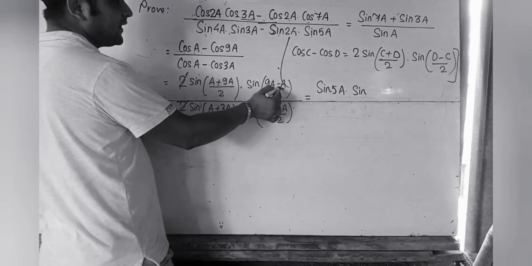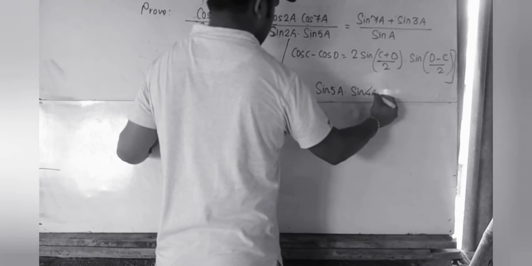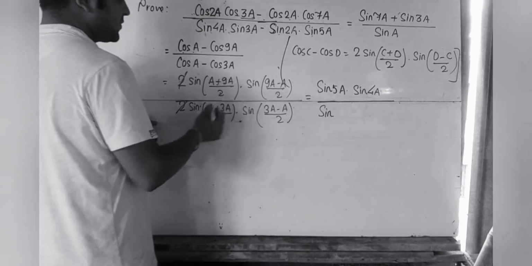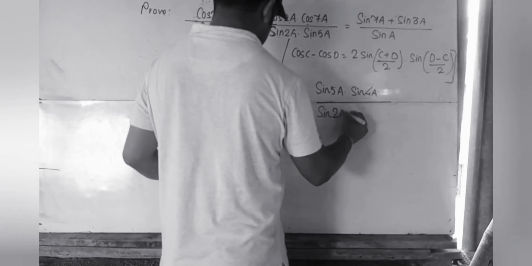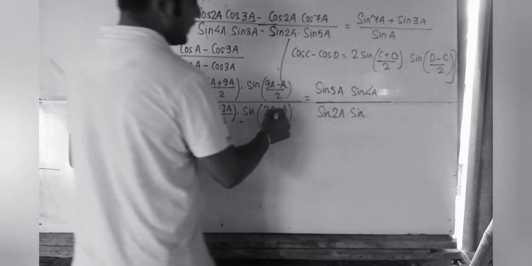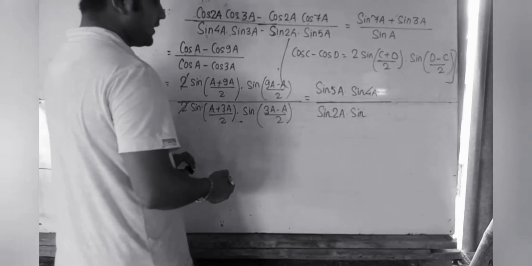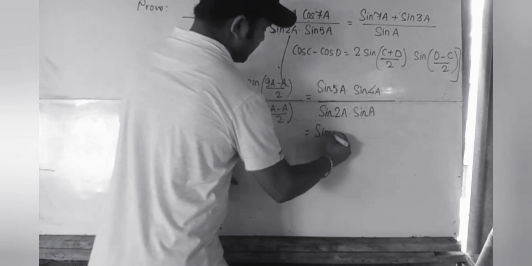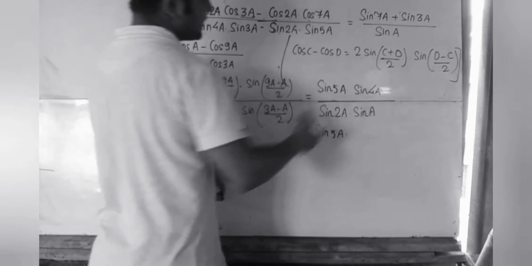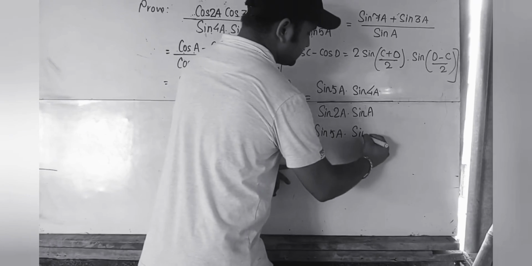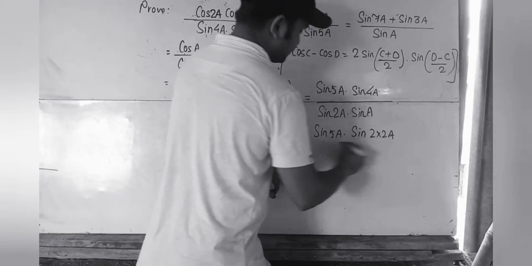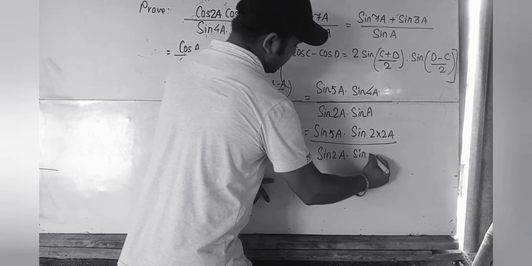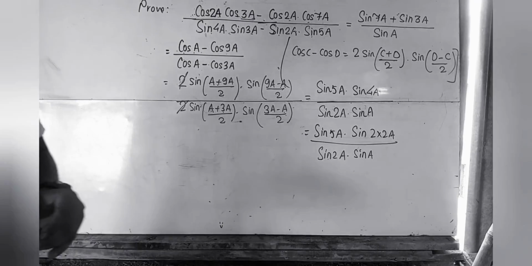into sin 9a minus a is 8a, 8a by 2 is 4a, by sin a plus 3a is 4a, 4a by 2 is 2a, dot sin 3a minus a is 2a, 2a by 2 is a. Now sin 5a, and in place of sin 4a, we can write sin 2 into 2a, by sin 2a dot sin a. Now we got this by simplifying the terms.